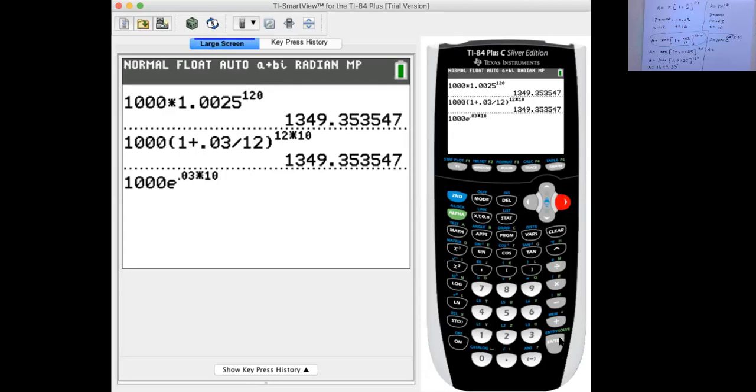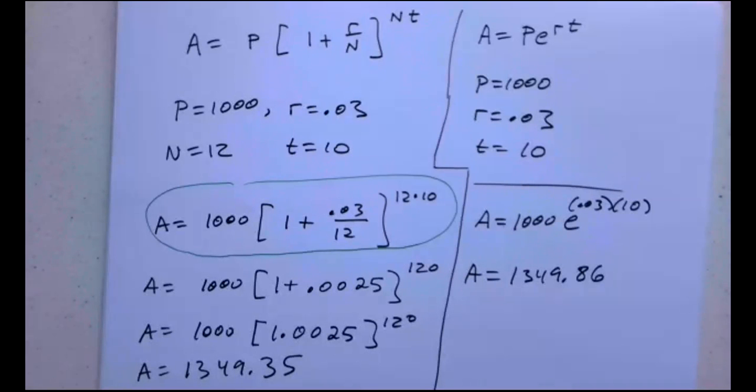What do I get? 1349.85. So the difference between compounding once a month and compounding every millisecond, or even more often than that, is a whopping 50 cents. If you want, 1349.86, I guess, if I round it to the nearest penny. So get a better interest rate. That's more important than concerning yourself with how often it's compounded.